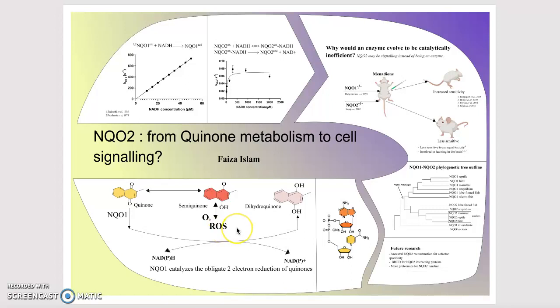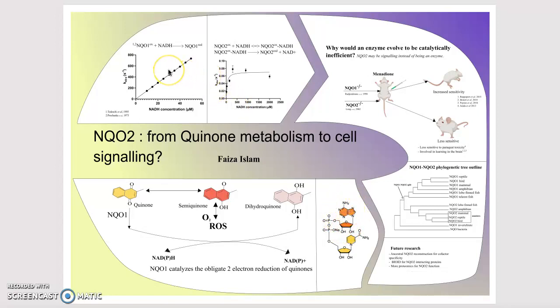On the other hand, NQ2 function is less clear as it does not use canonical reducing cofactors NADH or NADPH efficiently. Here is an image of NADH, a canonical cofactor for many reductases. Unlike any other reductases, NQ2-dependent catalysis relies on non-conventional, simpler nicotinamide cofactors such as NRH, and the extent to which these simpler reducing cofactors are present in cells is not clear.